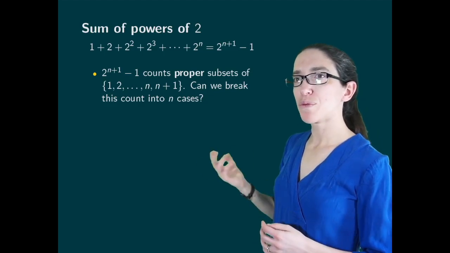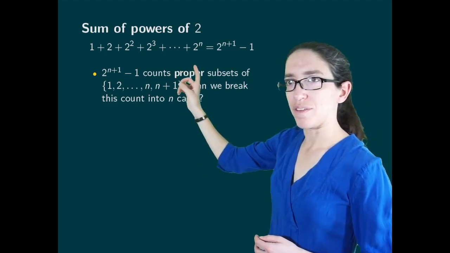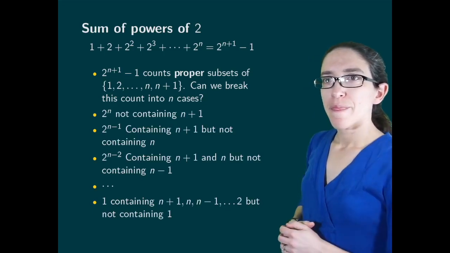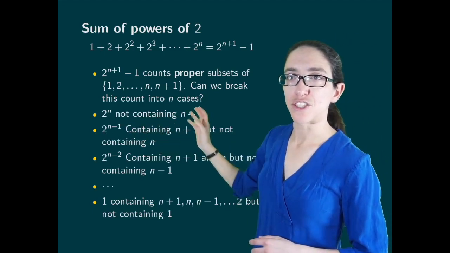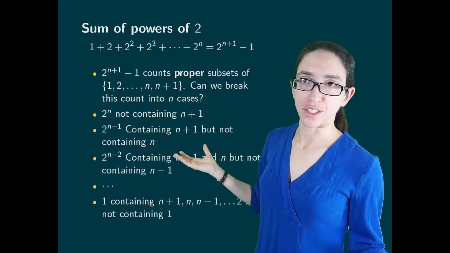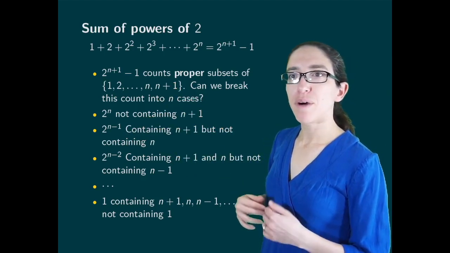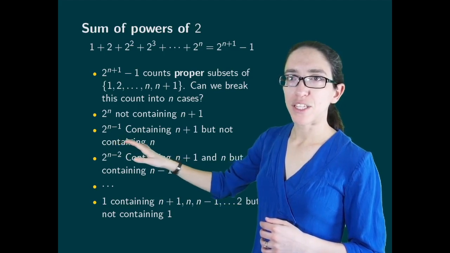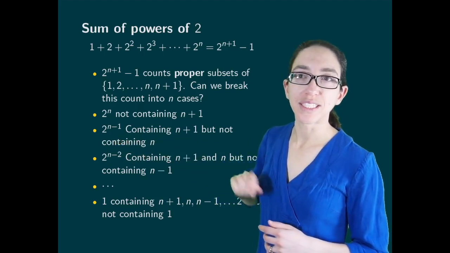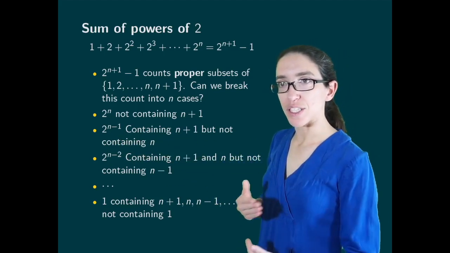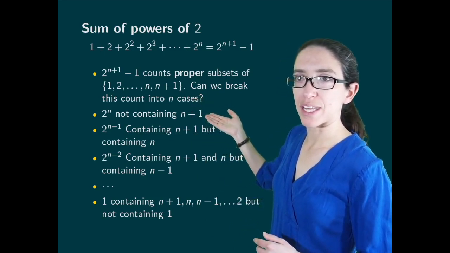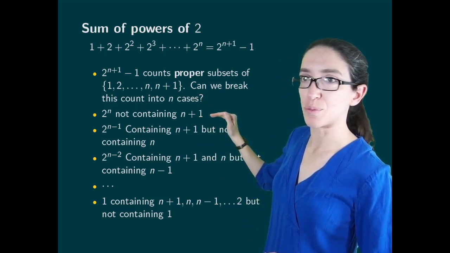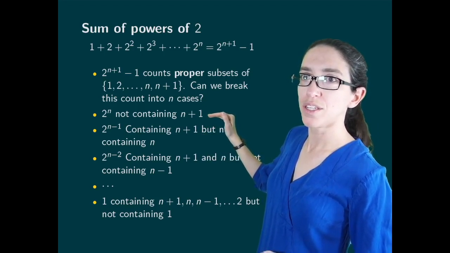And now, can we break this down into n cases that gives us this sum on the left-hand side? So here's how we can think of it. There are 2 to the n subsets that don't contain n plus 1. They're certainly all proper. And then among those containing n plus 1, well, there's 2 to the n minus 1 that contain n plus 1 but don't contain n. And we need to filter this way because every subset either doesn't contain n plus 1 or does contain n plus 1. So once we've done this case, we don't want to overlap it anymore to use the addition principle.